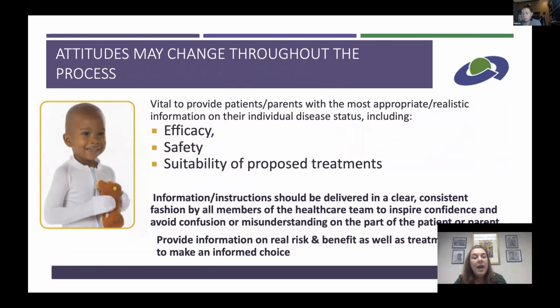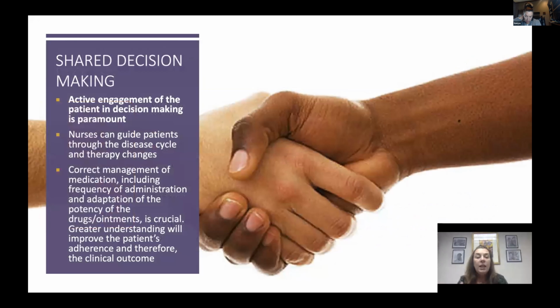Now, the truth is, attitudes change throughout this spectrum and throughout the process. Once we know what the most appropriate, realistic information is for that patient, then we can ensure better efficacy, safety, and suitability or tailoring of those proposed treatments. And it oftentimes is through a shared decision-making process, discussing the risk and benefit of each treatment option.